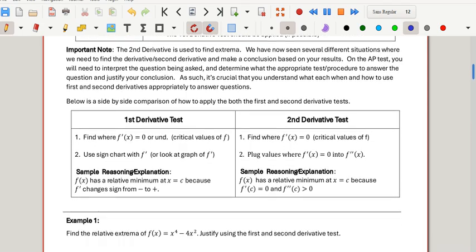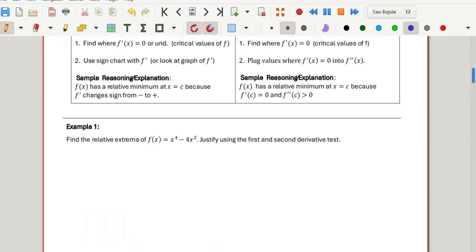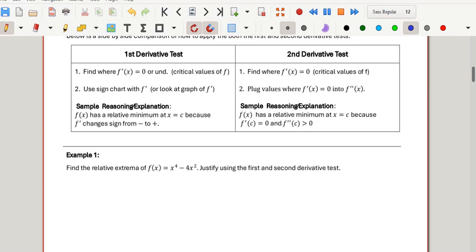For your reference, here's a side-by-side comparison of the first and second derivative tests. In both cases, part one is almost the same. The second derivative test allows for undefined. So any critical value where f prime is 0 or undefined, you can use the first derivative test. The first derivative needs to be defined. Otherwise, you won't be able to get a second derivative.